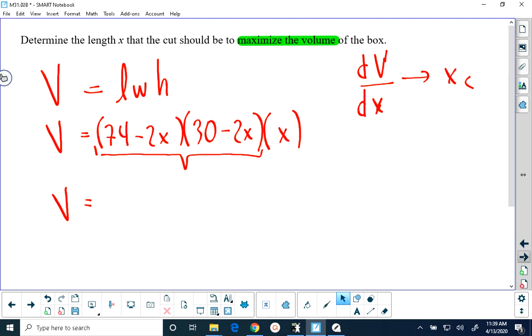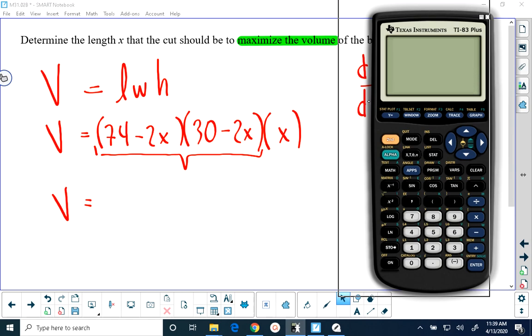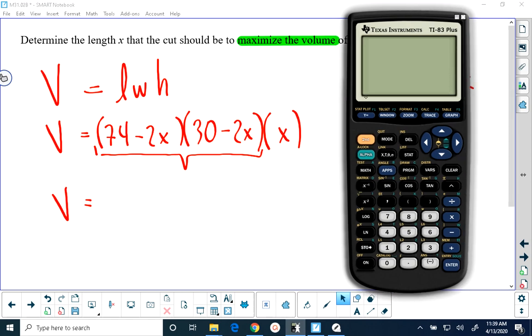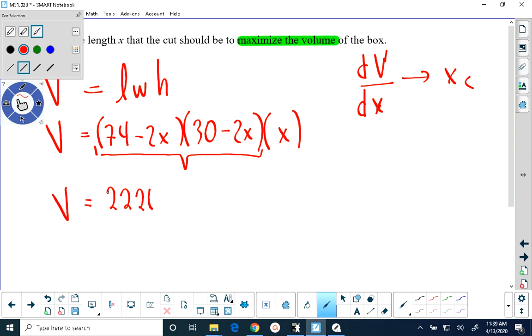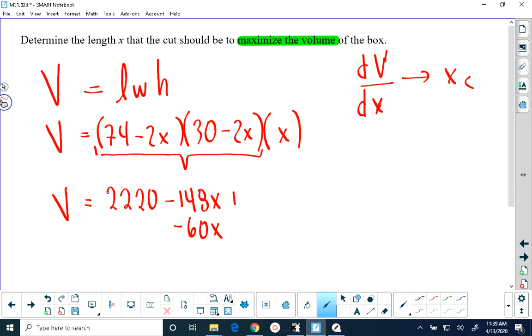But I don't trust myself to multiply out those numbers without a calculator. 30 times 74, I think I know what it is, but 2220, yep, that's exactly what I thought. So we get 2,220. My outer would be minus 148x. My inner would be minus 60x. My last is plus 4x squared. And of course, I have to multiply that by x.